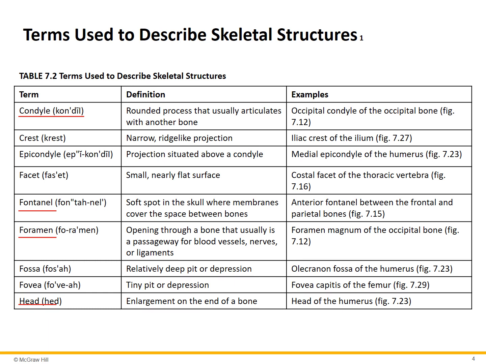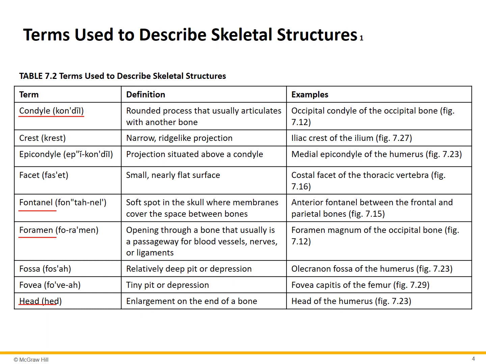A condyle is a rounded process that articulates with another bone. We'll be looking at the occipital condyle found on the occipital bone. A fontanelle is a soft spot that's found on an infant's skull. This is where the sutures have not yet fully formed.